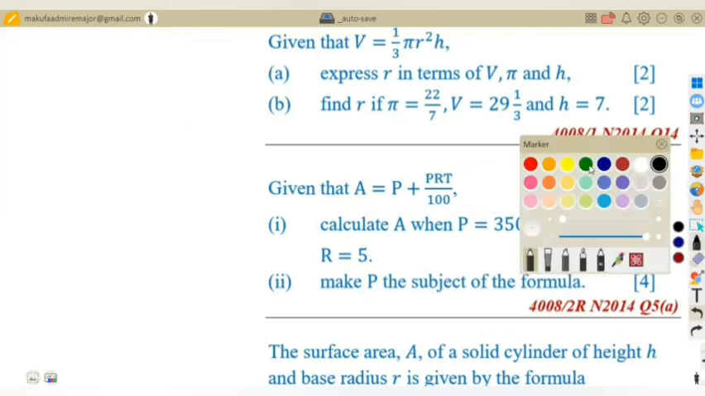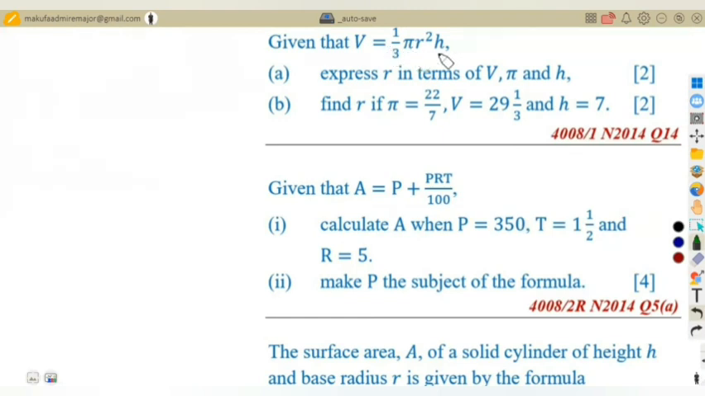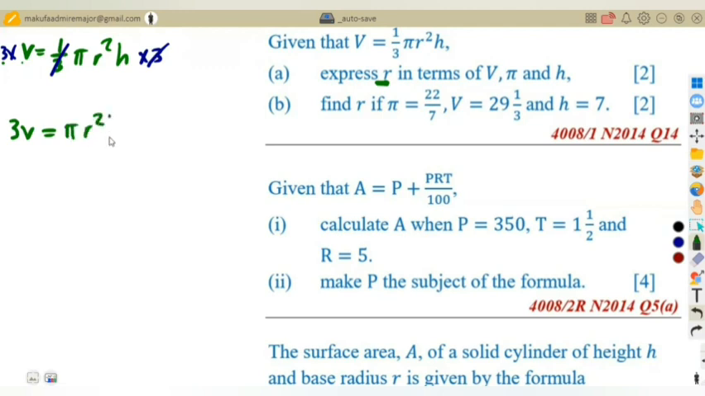On the other part here, we are now given V as a third pi r squared h. Express r in terms of V, pi, and h. From this part, express r in terms of this formula. So what can we do in this case, given that V is equal to a third pi r squared h? We want to make r the subject. So the 3 is there to divide, so we can remove it by multiplying by 3, since we are given a third. So the third and the 3 cancel, meaning you are going to be left with 3 times V, which is 3V, equal to pi r squared h.